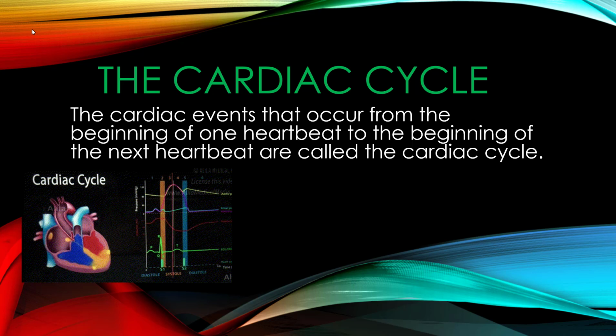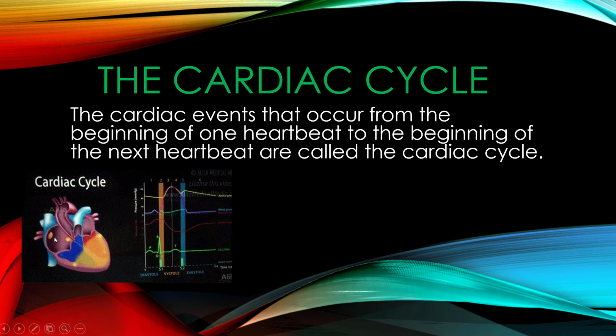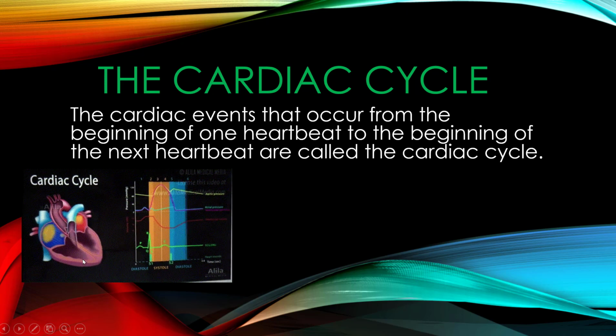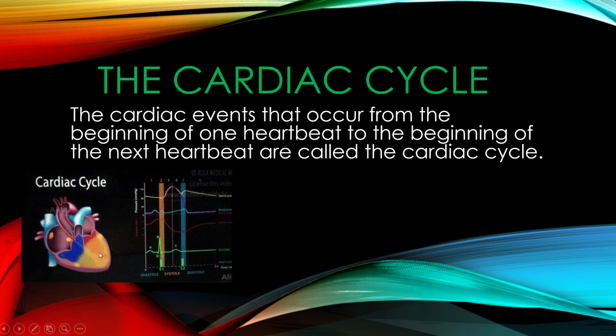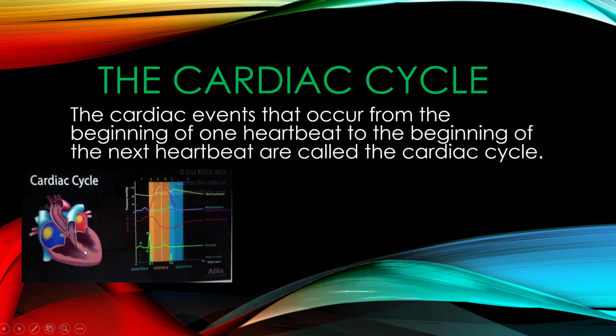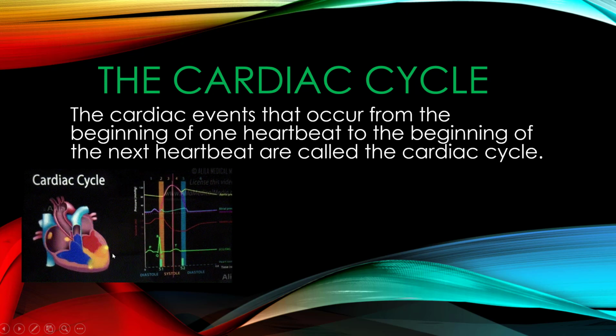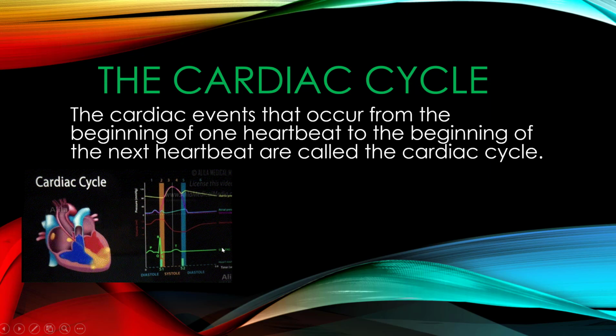The events that occur from the beginning of one heartbeat to the beginning of the next heartbeat are called the cardiac cycle. Here, the events which occur between these two beats are called the cardiac cycle.